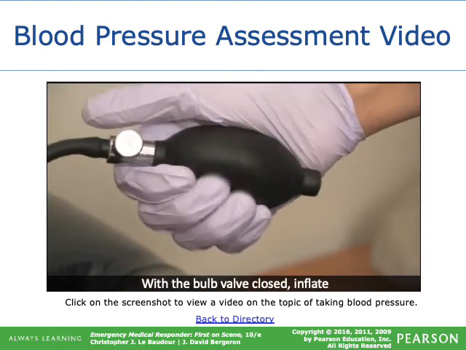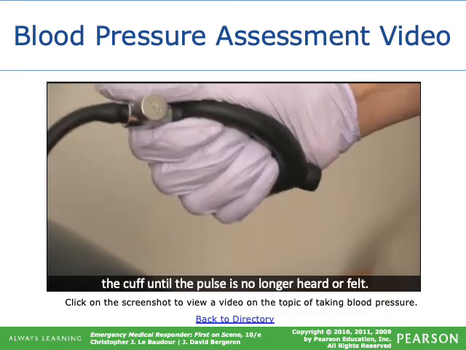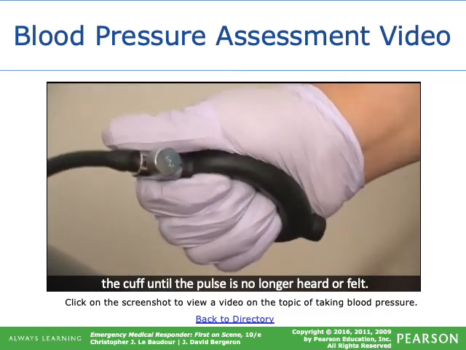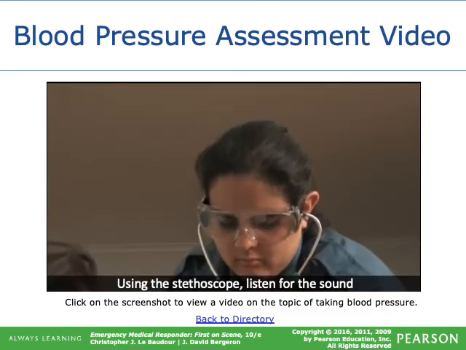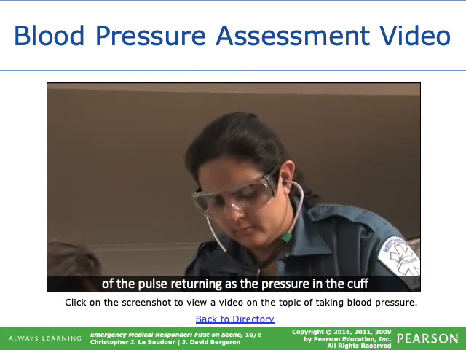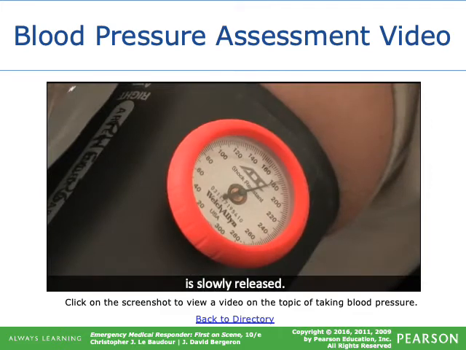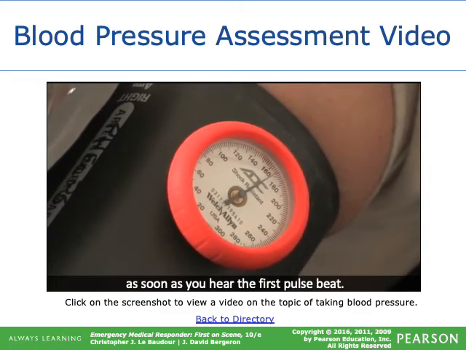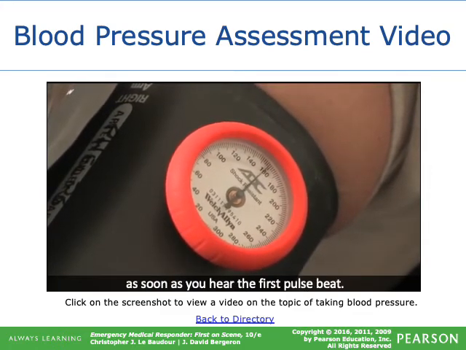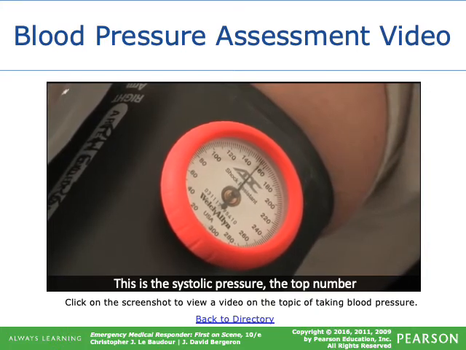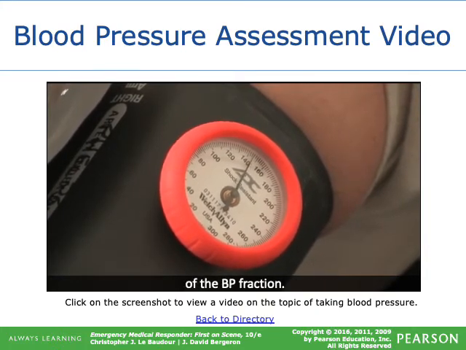With the bulb valve closed, inflate the cuff until the pulse is no longer heard or felt. Using the stethoscope, listen for the sound of the pulse returning as the pressure in the cuff is slowly released. Note the number on the cuff's gauge as soon as you hear the first pulse beat. This is the systolic pressure, the top number of the BP fraction.